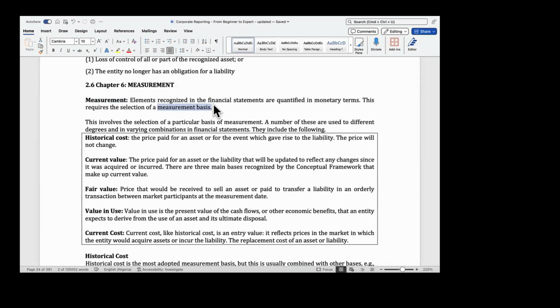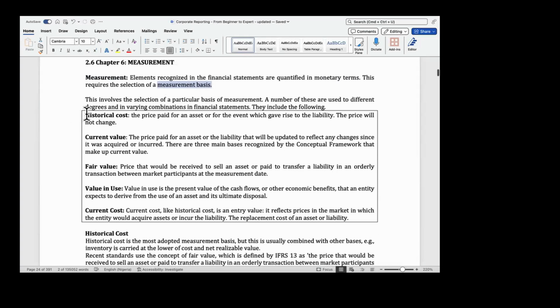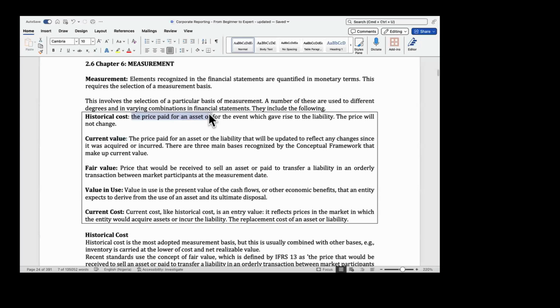And there are two of them, just two, that we are going to be faced with in reporting. Number one is historical cost. Number two is current value. So historical cost is the price you paid for an asset, or the price you paid for an event that gave rise to the liability. So that's historical cost, the price paid for an asset or the price for a liability.